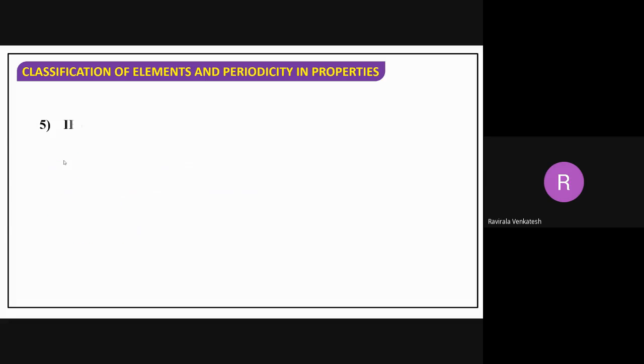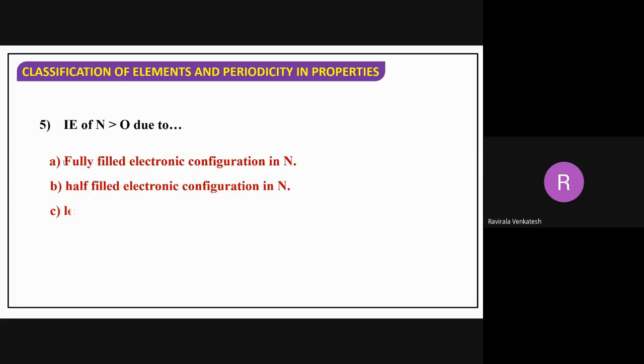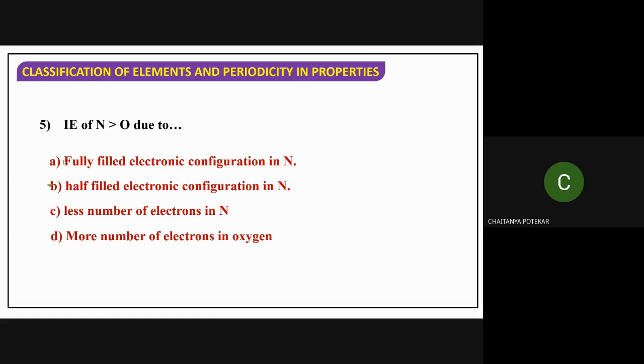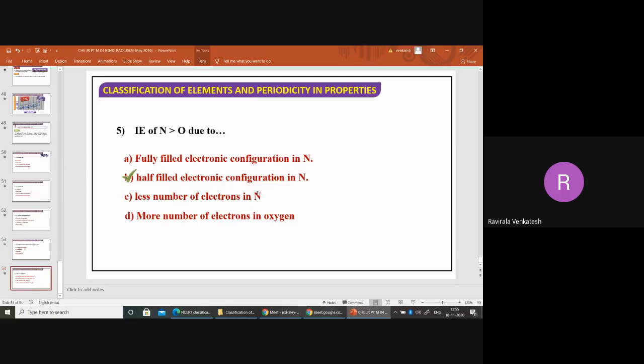I already told you this, no need to repeat. This one also you can easily explain. Which one is correct? B. Right, B. This completes ionization energy. We'll see what comes in the next topic.